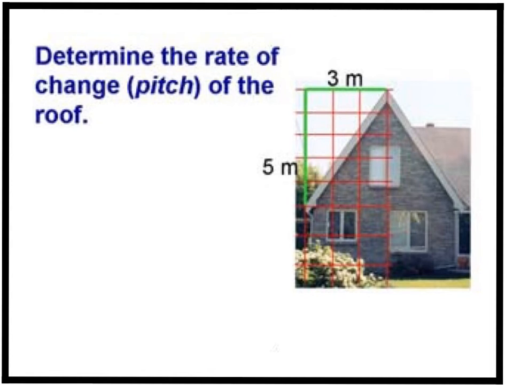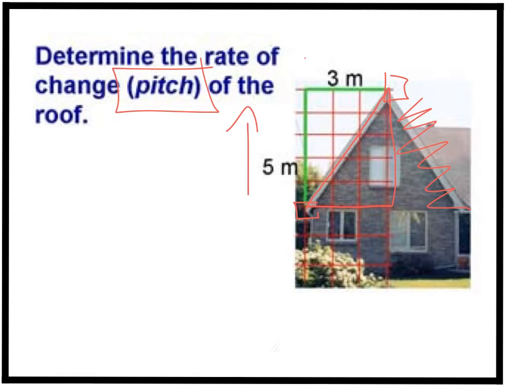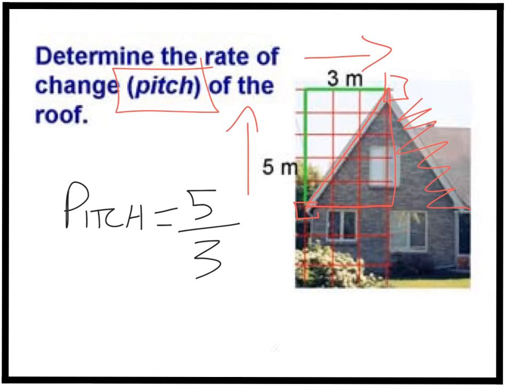Here's another example where we are asked to determine the rate of change or the pitch of this roof. Again, notice how they're making a right triangle and ignoring the other half of the roof. This is because we are only concerned with the lowest point of the roof and the highest point of the roof. We see that we have a rise of 5 and a run of 3. So this means that our pitch will equal our rise over run, or 5 over 3.